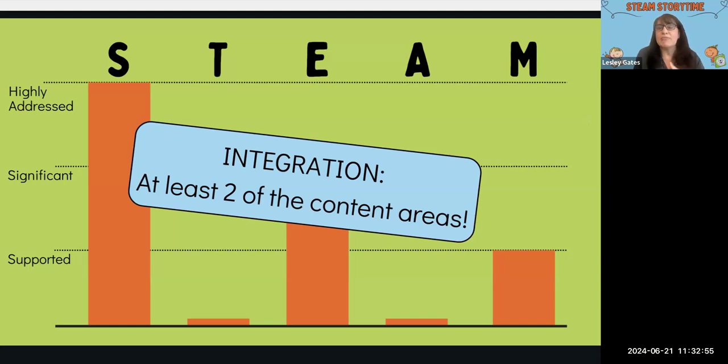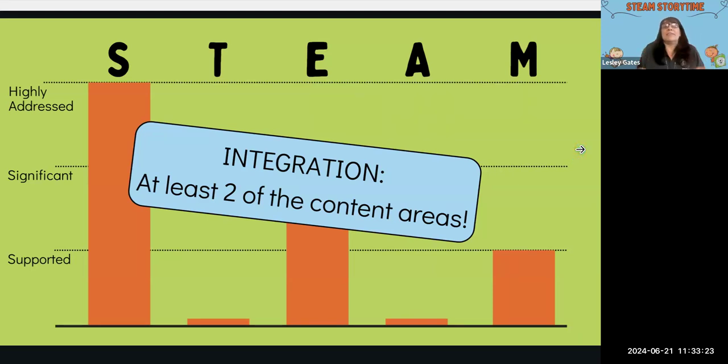So for me, and for the definition that I've seen out there, when we're doing STEAM or STEM, the foundation is that we're integrating at least 2 of the content areas. For me, I like to strive for 3, just because I feel like we're in it. Let's just go. Let's do 3 of those letters. And again, it doesn't have to all be highly addressed, but can they be within that lesson?